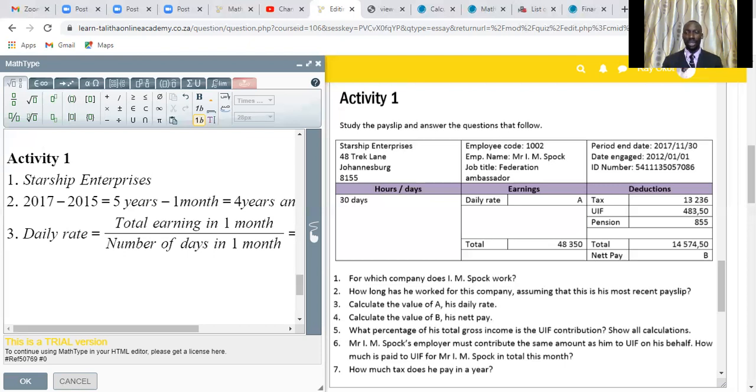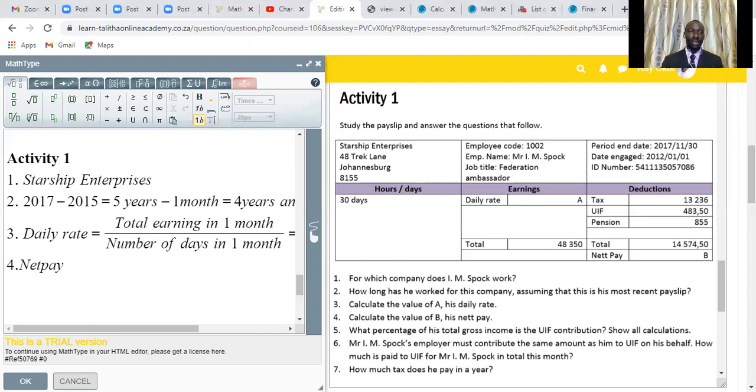Now, the next question here is, calculate the value of B, his net pay. They're asking for the value of B, that is the net pay. How is the net pay going to be calculated? Well, the net pay is calculated when we take away all the deductions from the earning. So that is how we calculate the net pay.